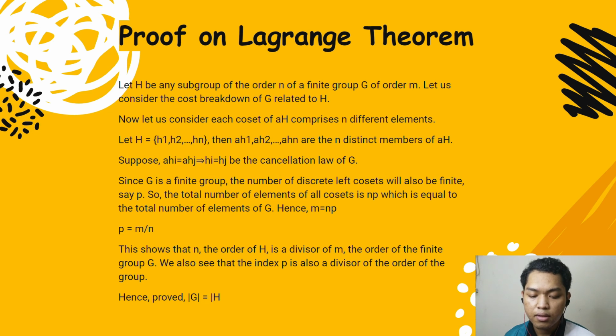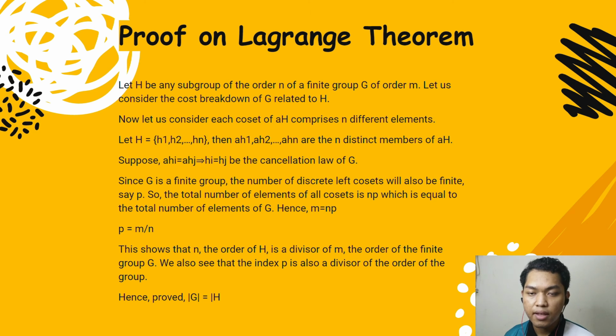Suppose ahi equal to ahj, then hi is equal to hj by the cancellation law of G. Since G is a finite group, the number of distinct left cosets will also be finite, say p. So the total number of elements of all cosets, np, is equal to the total number of elements of G, hence m equal to np. Because of this, p is also equal to m divided by n.